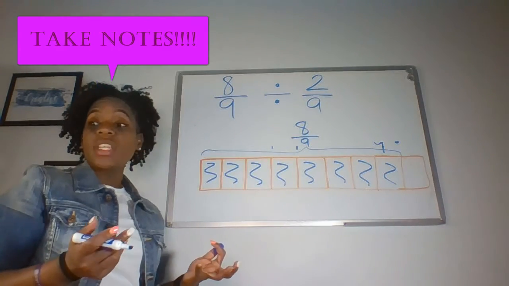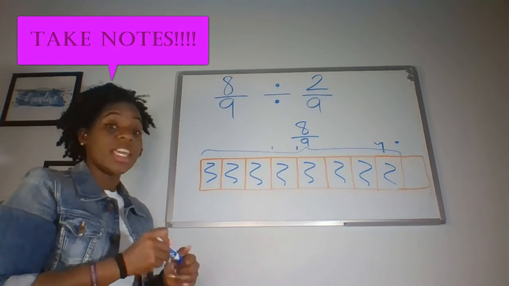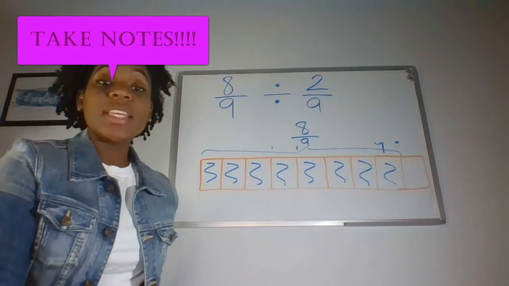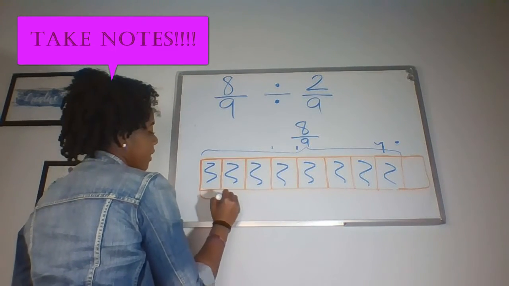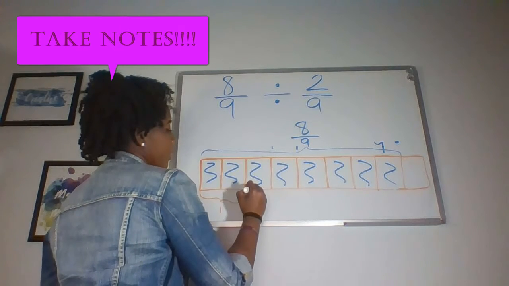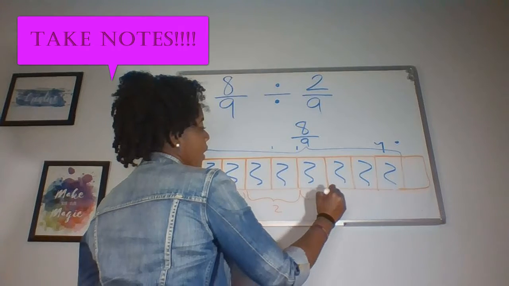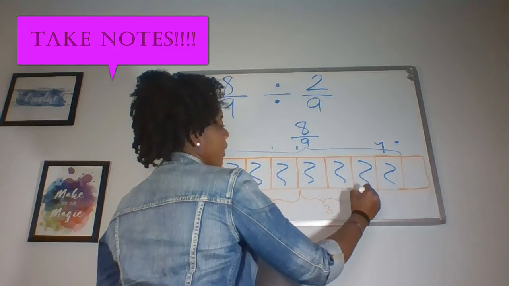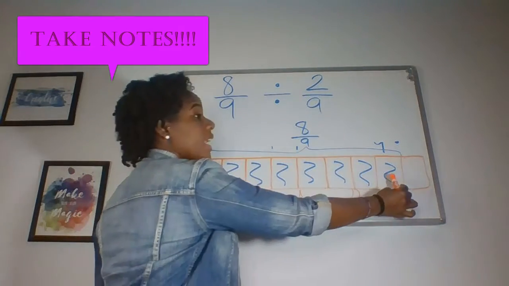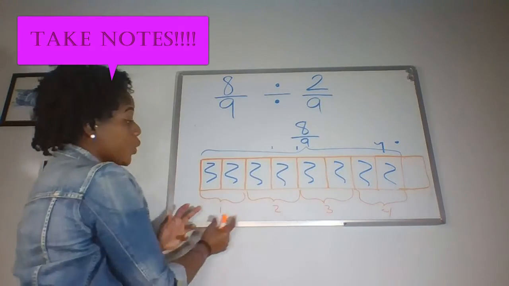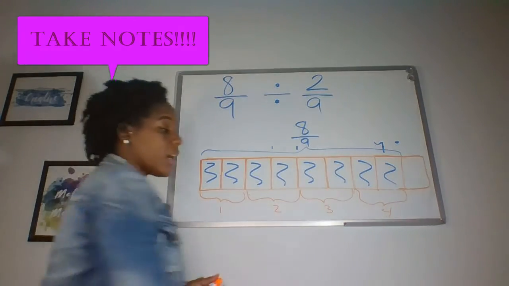Then what we would need to do is see how many times we can get groups of 2, okay? How many times can we get 2 out of 9? So this is 2 out of 9. That's 1, 2, 3, 4. Based off of what was shaded in, how many times can we get 2 groups out of the 9? So here it would equal a total of 4.